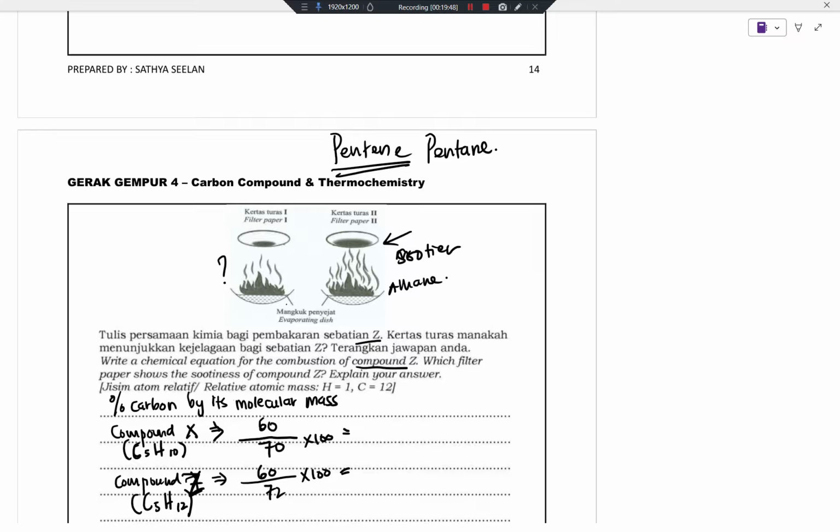600 divided by 70. So this one is 85.71. Another one is 72 got to divide from there. 83.33. Okay.